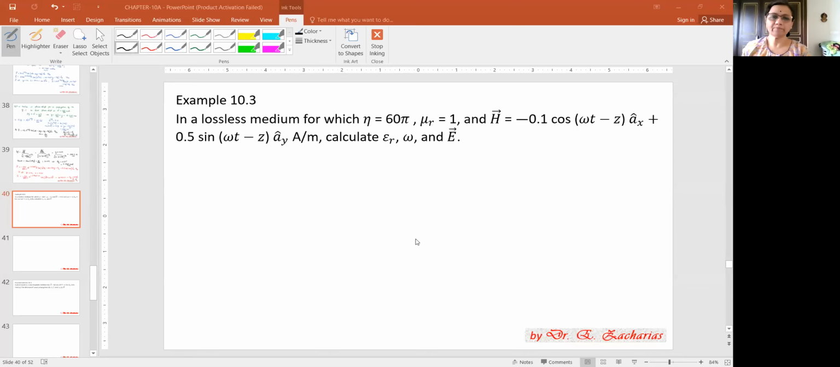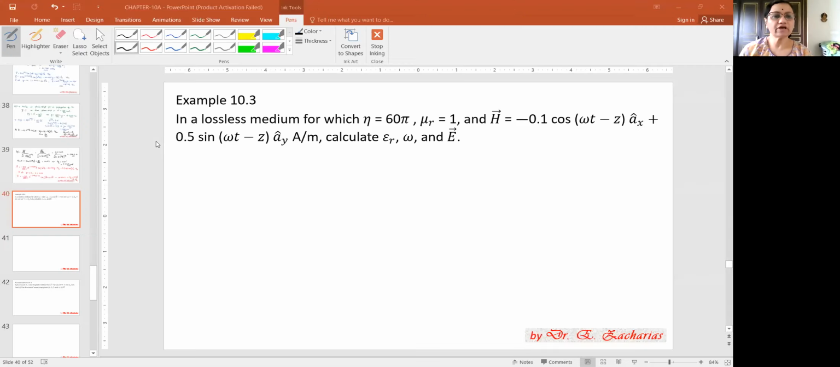Okay, good morning. So, as mentioned a few seconds back, today what we are going to do is solve problems. Basically three problems that we'll be solving. Let me start off with the first one. It says it's a lossless medium. So, that's the first thing.